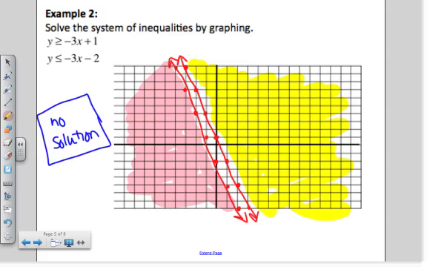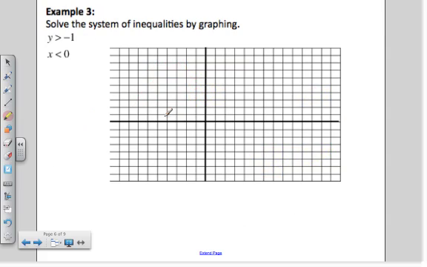A system of inequalities can have no solution if their areas don't ever overlap. All right, let's try this one. y is greater than negative 1. Well, in class we talked about how y equals negative 1 is a horizontal line. So we got that nailed down. And this says y is greater than negative 1, so I'm going to shade above the line.